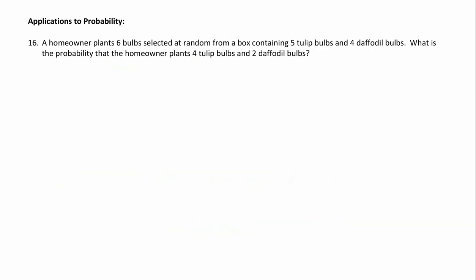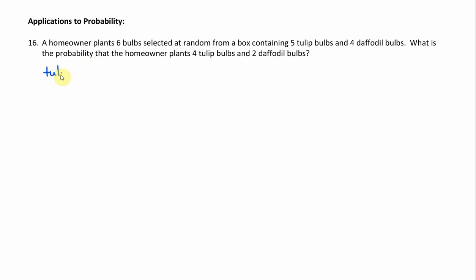All right, these last couple are kind of epic. So there are combinations, but there are multiple combinations in these probability questions. So, all right, we've got a homeowner planting 6 bulbs selected at random from a box containing 5 tulip bulbs, 4 daffodil bulbs, and we want the probability that they plant 4 tulip bulbs and 2 daffodil bulbs. Okay, so they have to pick 4 tulips out of 5, and they have to pick 2 daffodils out of 4. So, okay, there's a lot to kind of organize here.